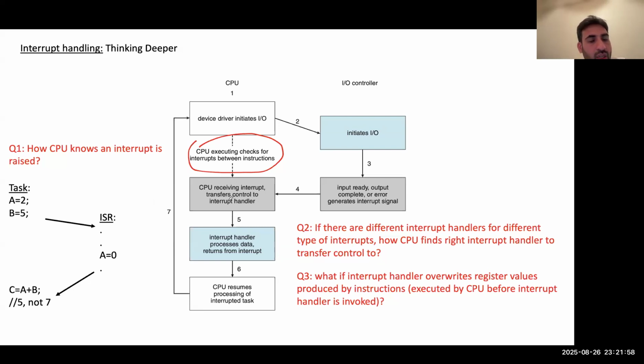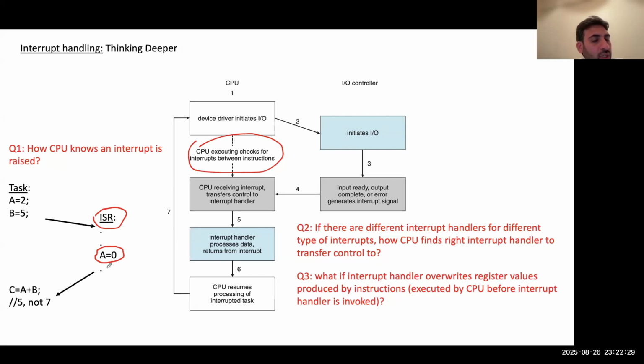So it then shifts the control to the ISR or interrupt handler, right? It starts executing the interrupt handler. And when the interrupt handler executes, within the body of the ISR it sets the register A, let's say, equal to 0. So let's say A and B are registers which were set to some values by the task. But when the ISR executes, in its body it also overrides the value of A and sets it to 0.